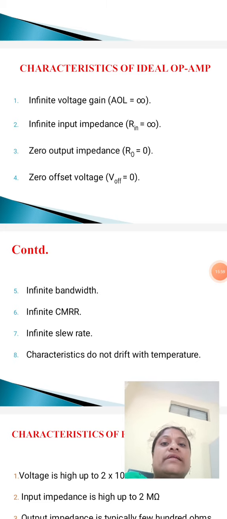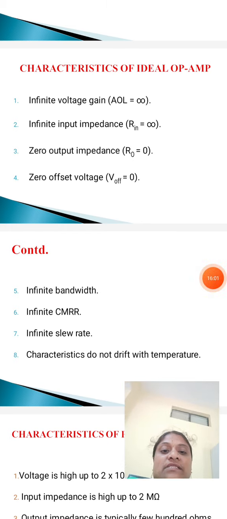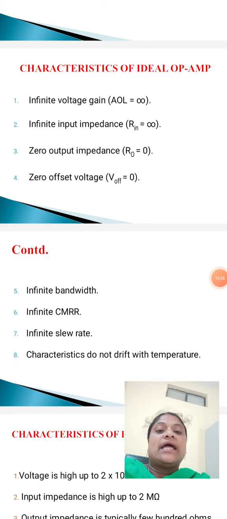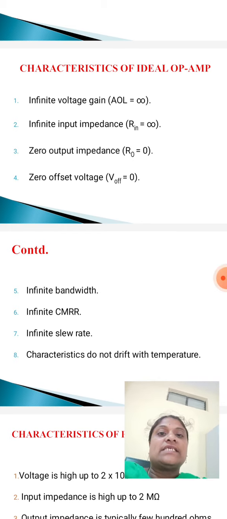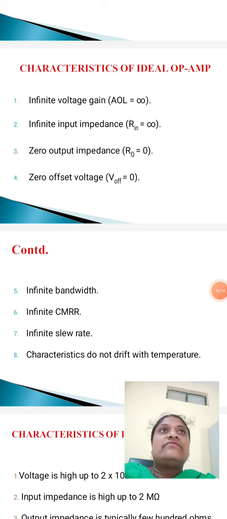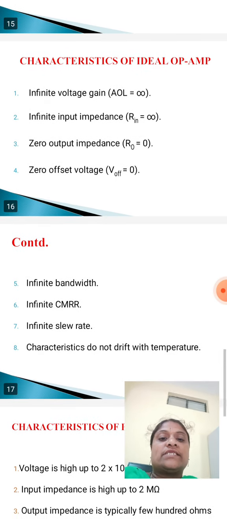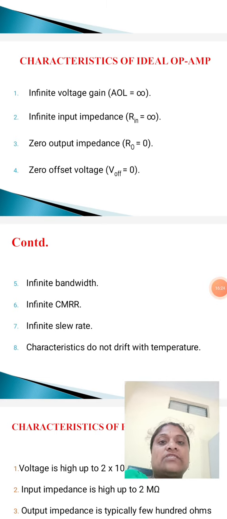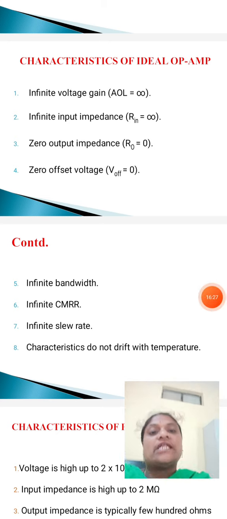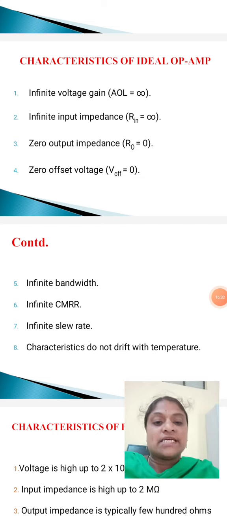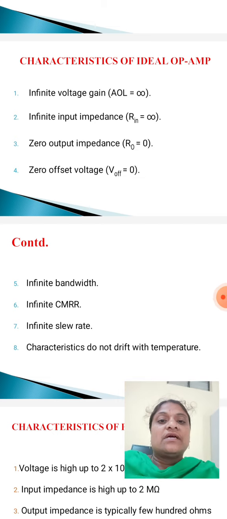The next characteristic of an ideal op-amp is that bandwidth is infinite. And CMRR is also infinite. This is another characteristic of an ideal op-amp. And next, slew rate is infinite. And the last characteristic of an ideal op-amp is that characteristics do not drift with temperature.